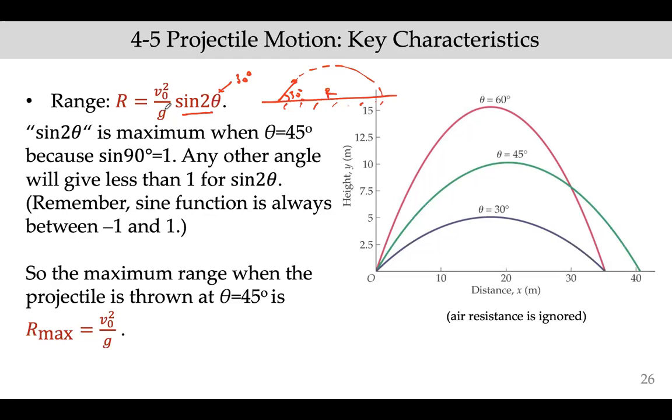Okay, so let's find the maximum of range. So the question is, at which angle, 30 degrees, 40 degrees, 50 degrees, 60 degrees, what is the maximum, what is the angle that would give me the maximum range? Okay, if you look at here, if you throw it 30, it reaches maybe around 35. If you throw it with 60 degrees, it reaches again the same point. But if you throw it 45 degrees, it reaches further away, right?